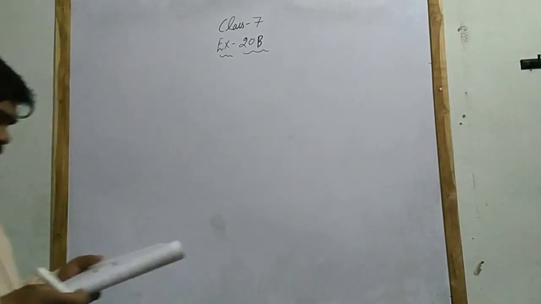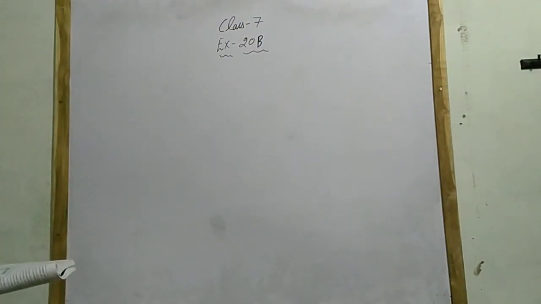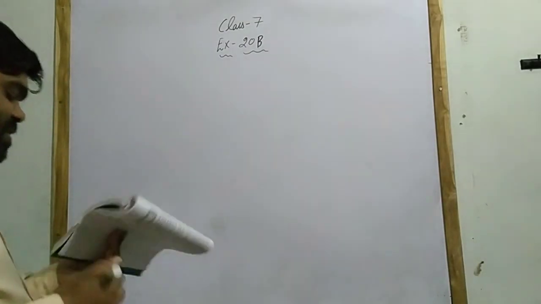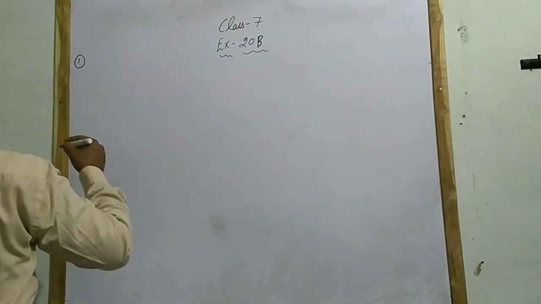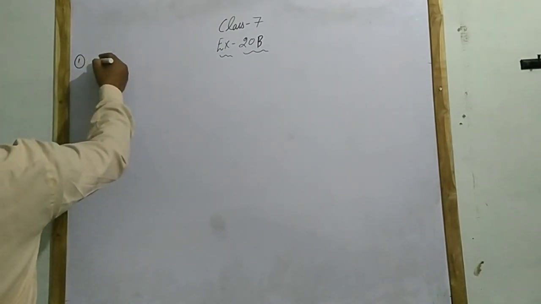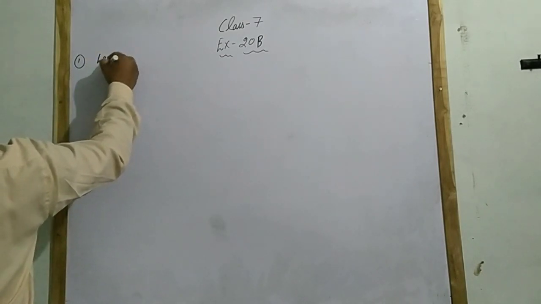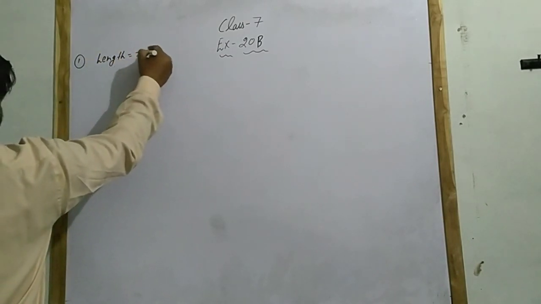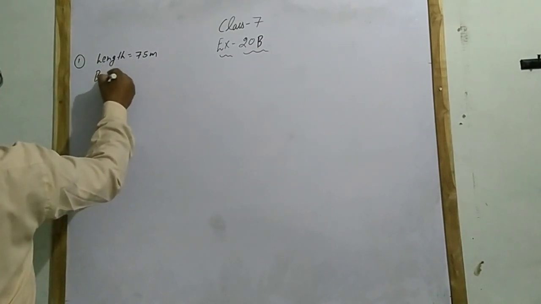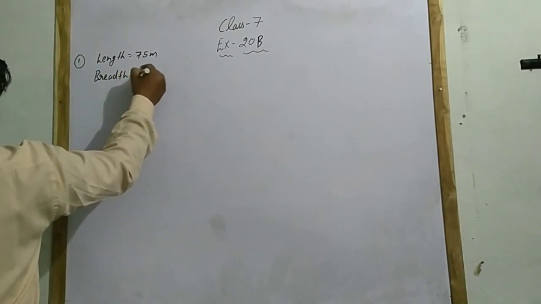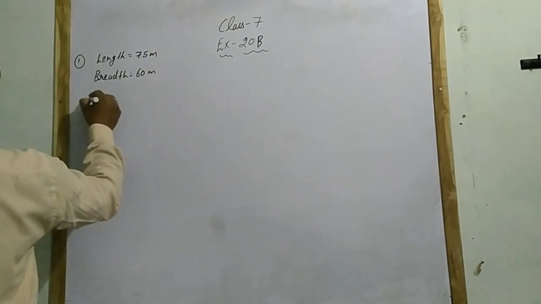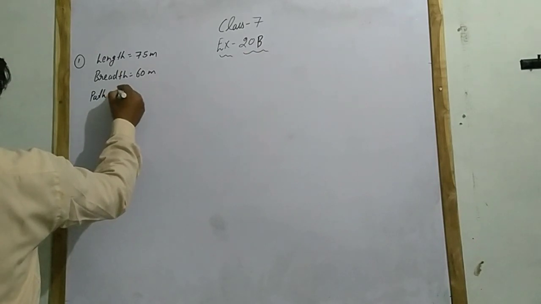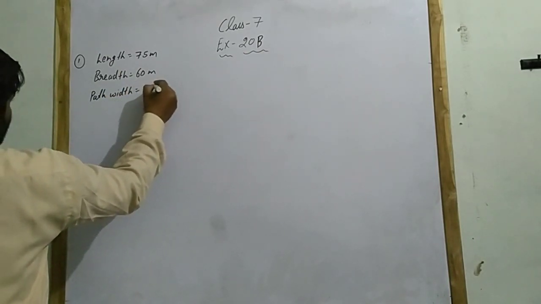The first question in this exercise is: a rectangular grassy plot is 75 meter long and 60 meter broad. It means that the length is 75 meter and the breadth is 60 meter. It has a path of width 2.5 meter. After that, the path width is 2.5 meter.